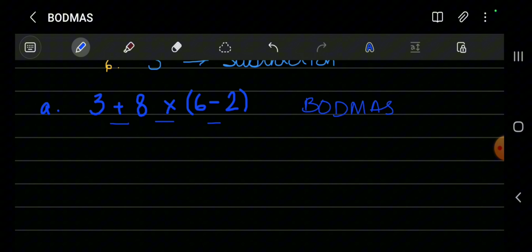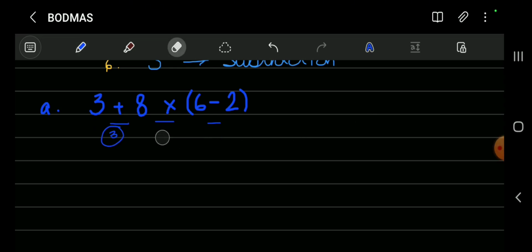also we have brackets. So first priority would be given to the bracket. Then we are going to see, in the order, we have multiplication. So then you are going to do multiplication, and thirdly we are going to do the addition. So this would be your hierarchy or order of operations. Okay, so let's start.